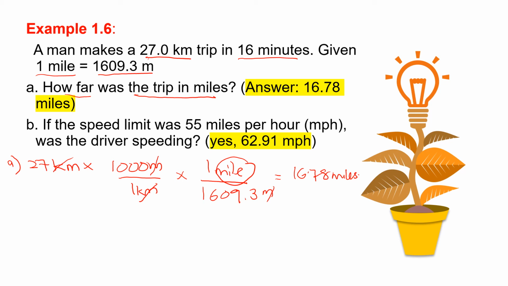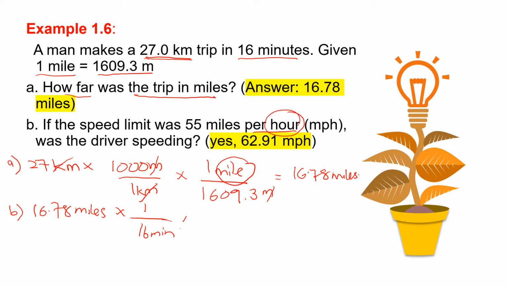So the second one: if the speed limit is 55 miles per hour, was the driver speeding? This driver made 27 km in 16 minutes. So when you get it in miles per hour, what will you get? Is it more than 55 or not? We already know 27 km is 16.78 miles. So miles per hour. Here it is per 1 over 16 minutes.